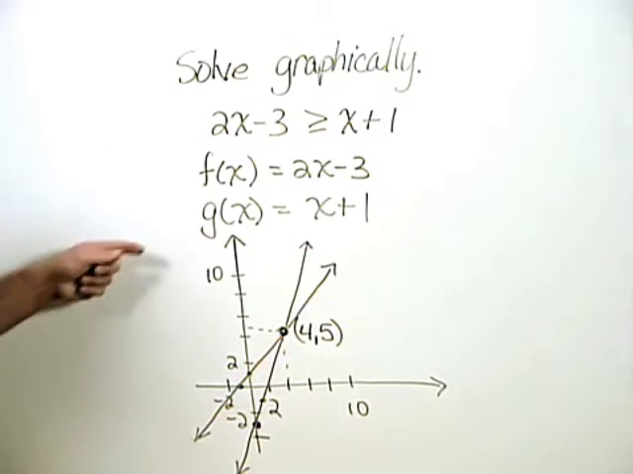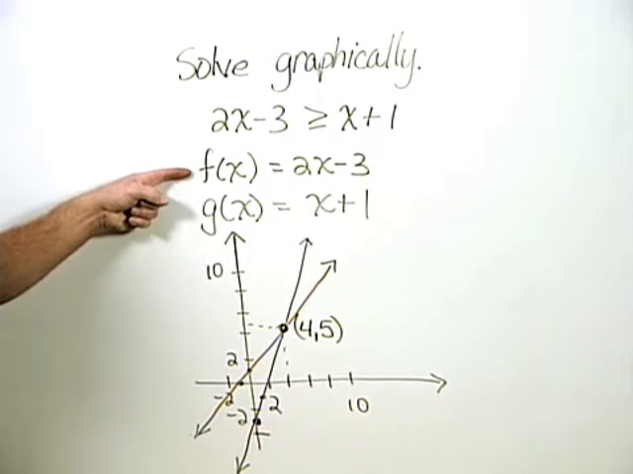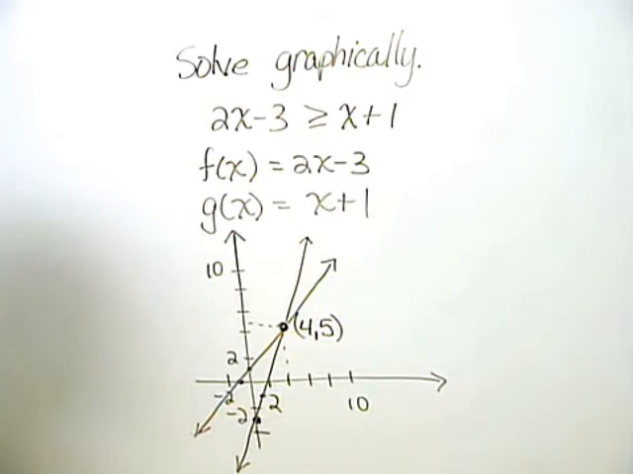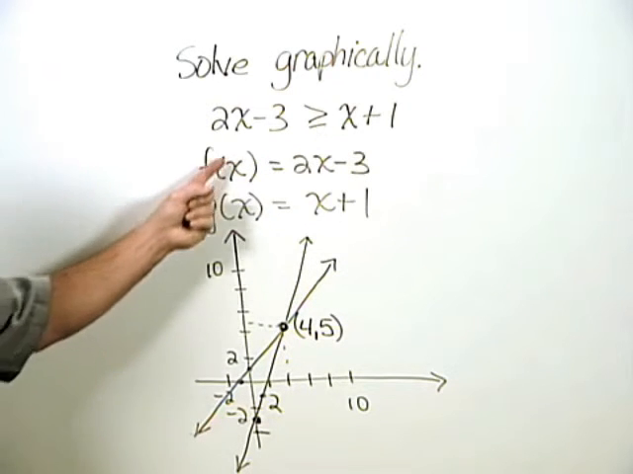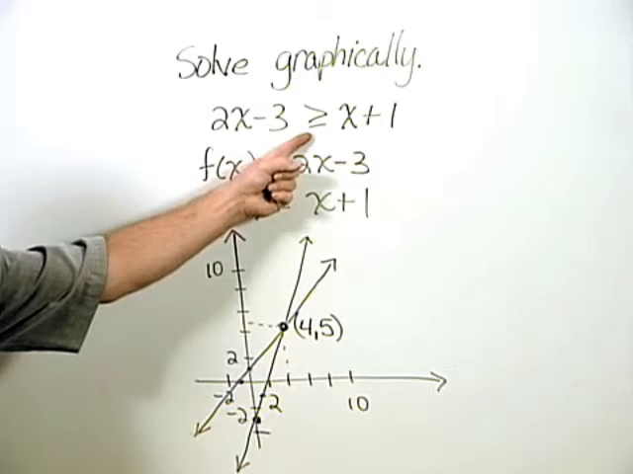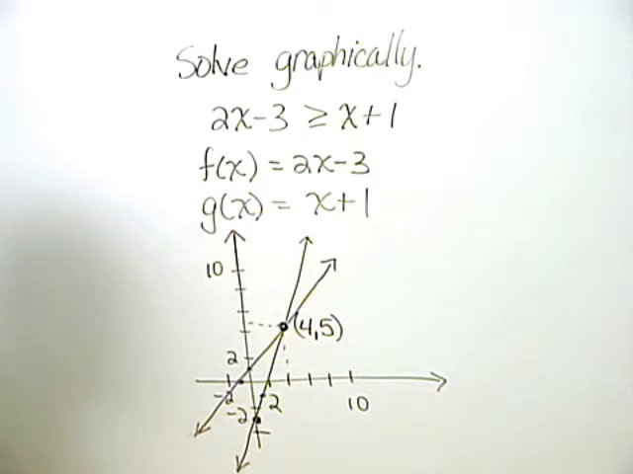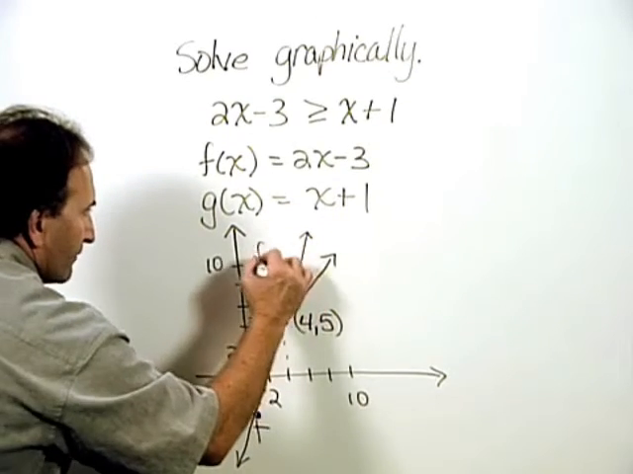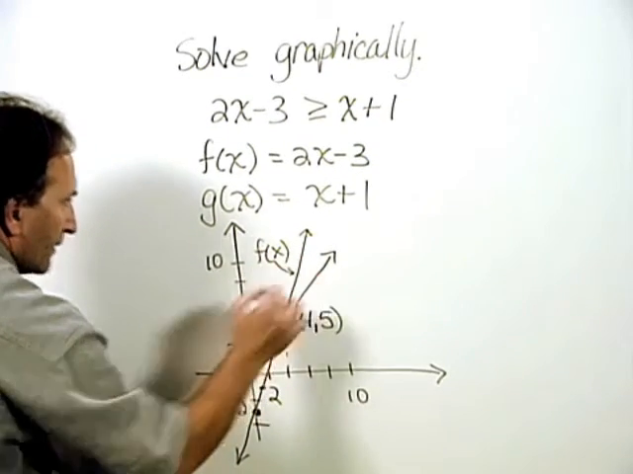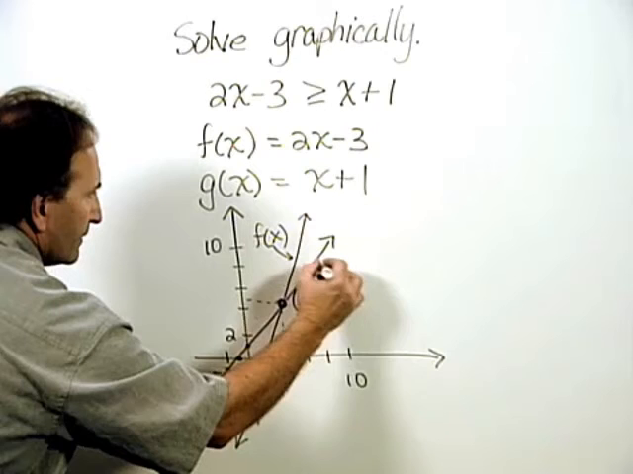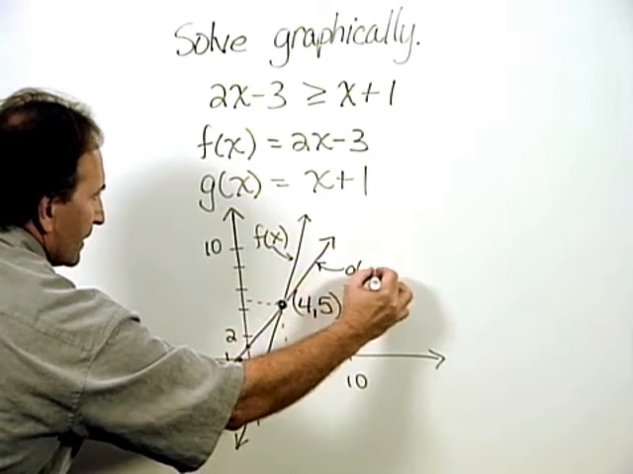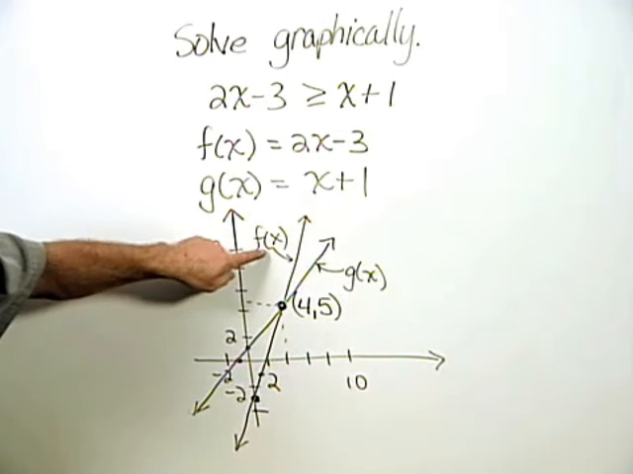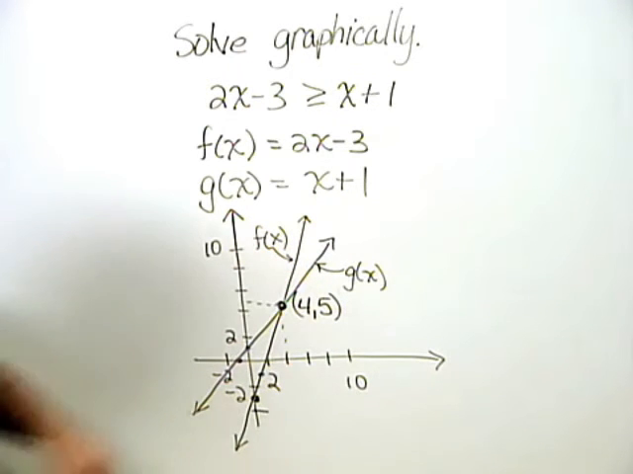Now looking at my original way that I have it, f of x is on this side, g of x on this side. I'm interested in when is f of x greater than or equal to g of x? Remember, this is my line for f of x here. And this is my line for g of x here. And so now what I'm interested in is when is f of x above g of x?